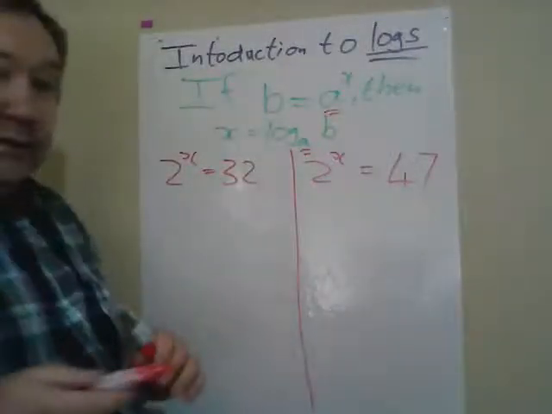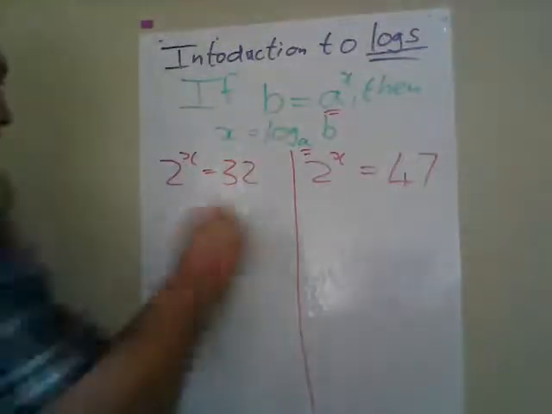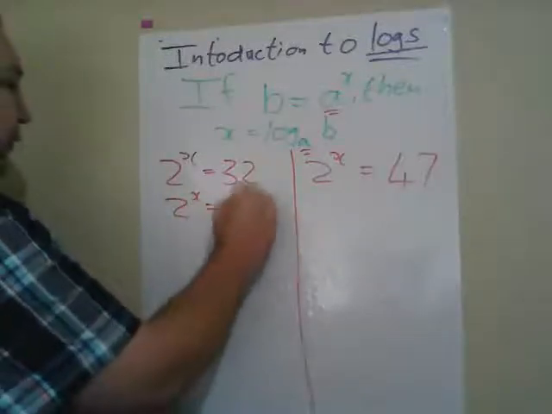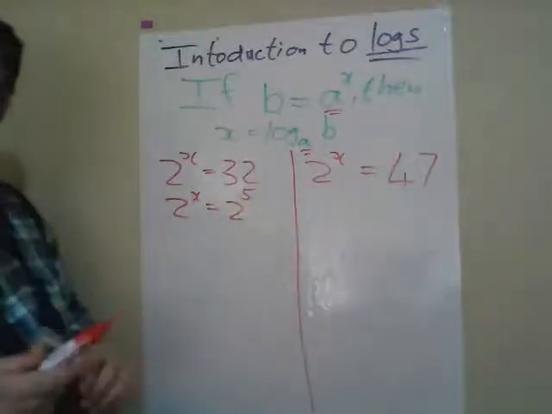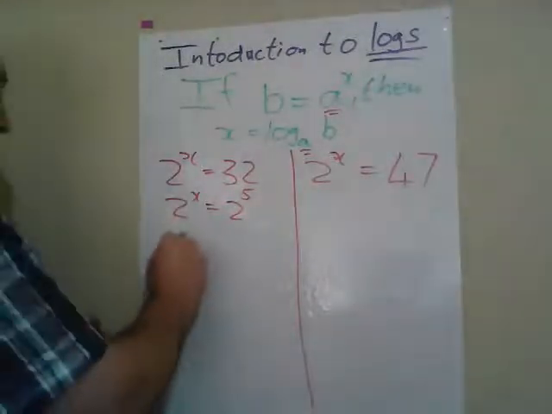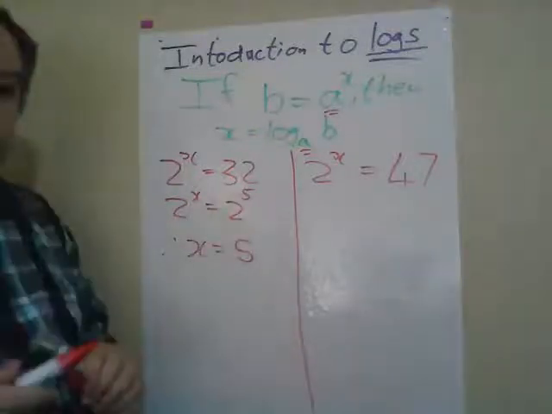Let's start with an easy example. So 2 to the x is equal to 32. So we know 2 to the x is the same as 2 to the power of 5. Okay, so because the bases are the same, the exponents must be the same.